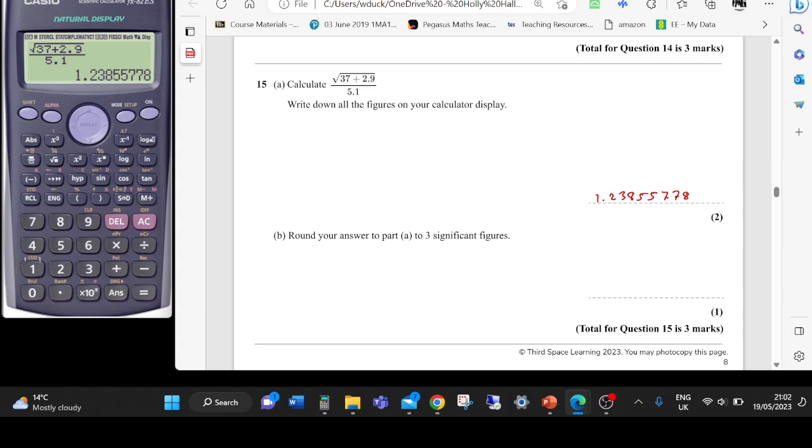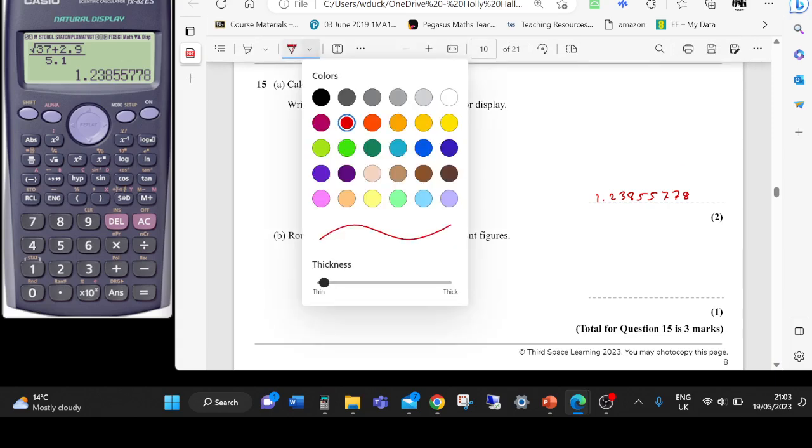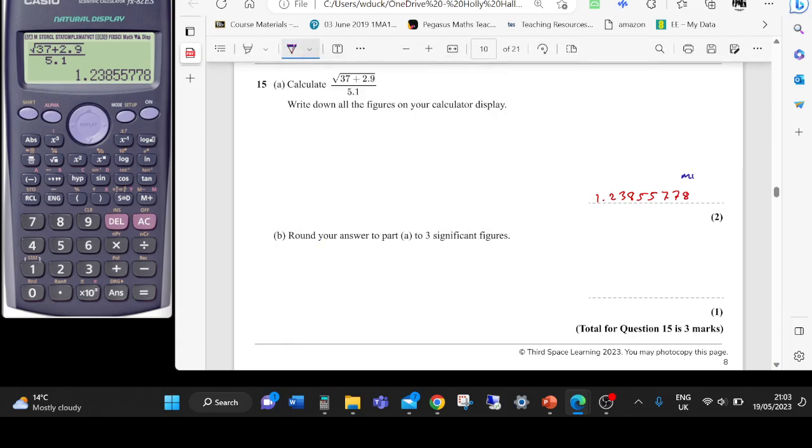Okay, and we're going to have to go M1, A1 here. And round your answer to part A to 3 significant figures. Oh, I shouldn't have marked that first, but that's fine. So the third significant figure is this 3. Currently the number behind it is an 8, so we'd round it up to 1.24. And for that it is a B1 mark.